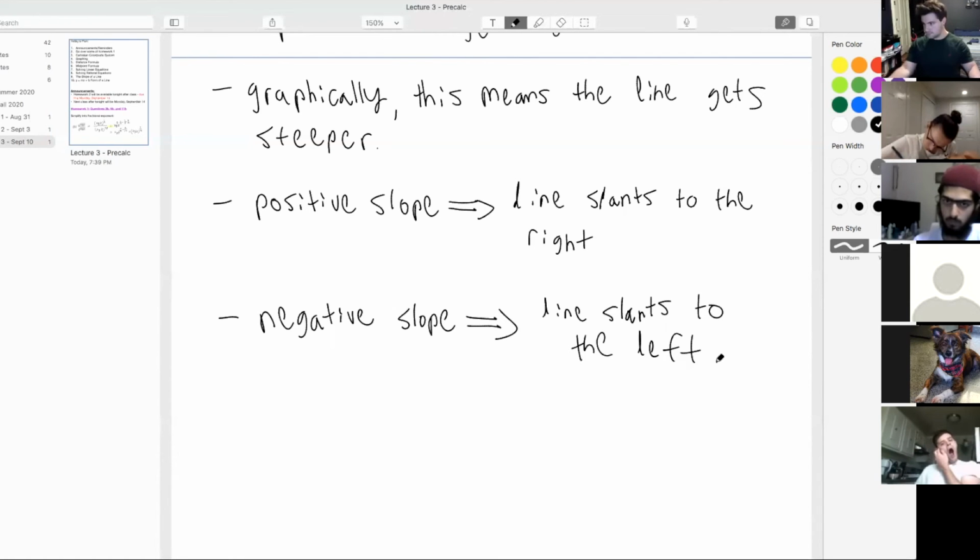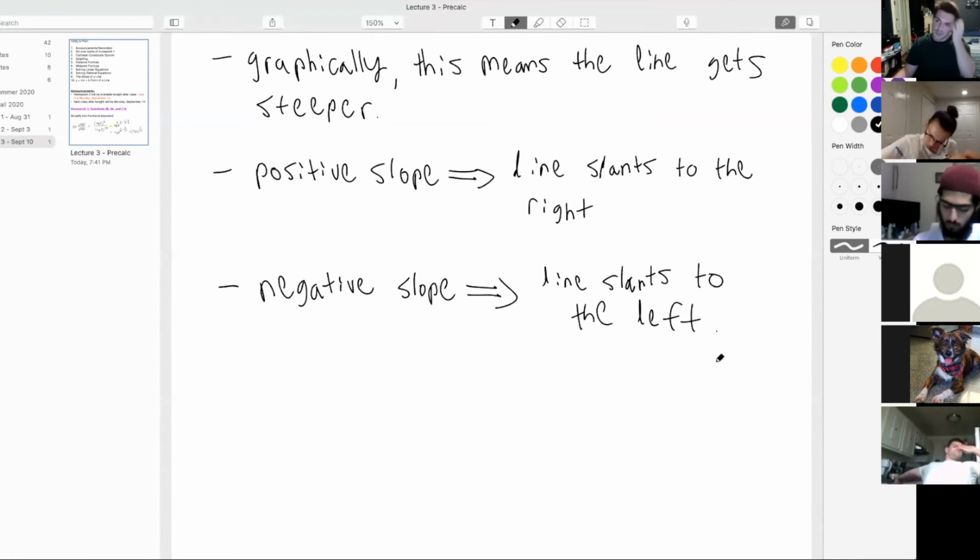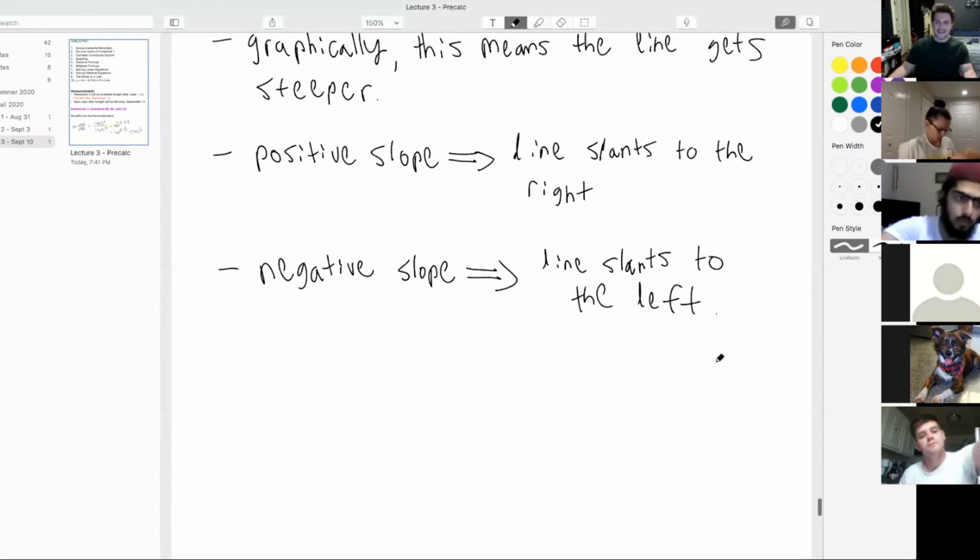I have a quick question. If the line is completely vertical or horizontal, is it positive or negative? Can you say that again? You said horizontal or vertical? Yeah, completely horizontal or completely vertical. Yes, that's a great question, and we are going to, do I have that here tonight?